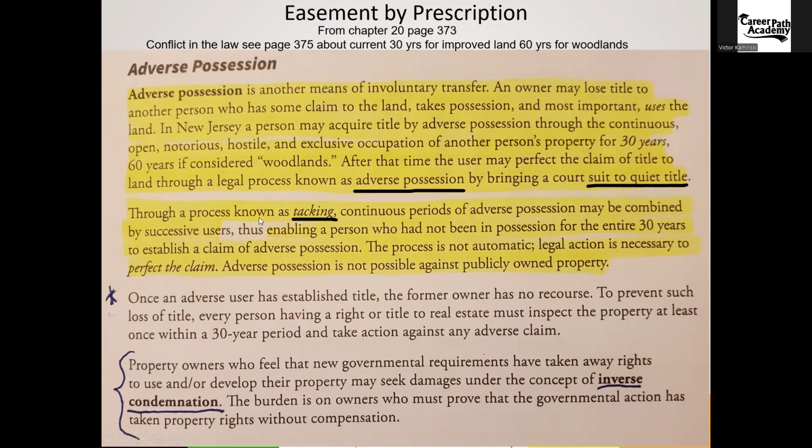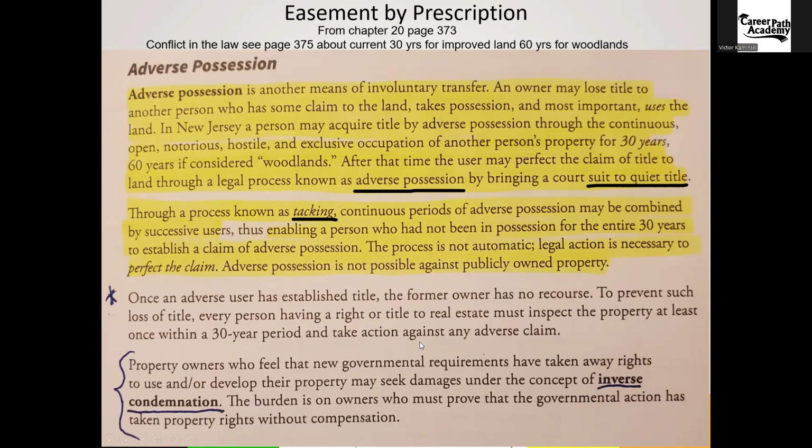Through the process known as tacking, we could add one person's time to that of the other. Now, once an adverse user has established title, the former owner has no recourse. They lost the ownership. To prevent such loss of title, every person having a right to title to real estate must inspect their property at least once every 30 years. Hey, if you don't notice in 30 years that somebody's been living on your property, do you really need that property anyway?